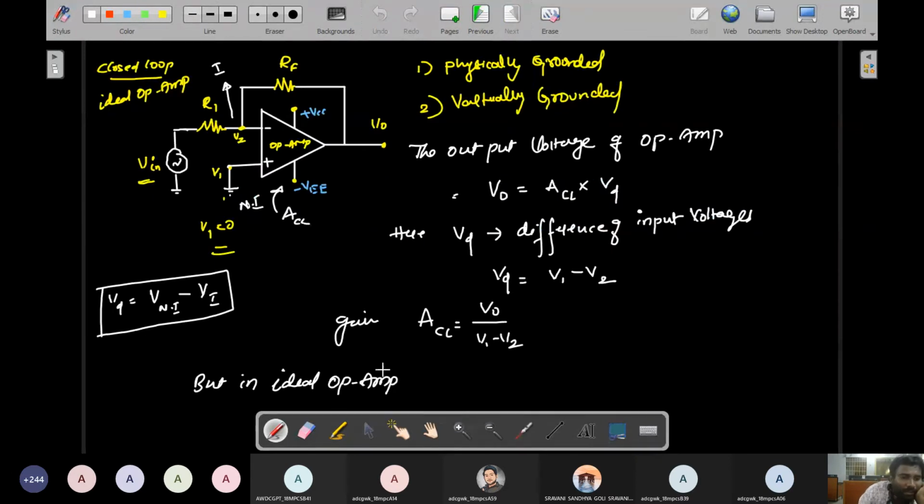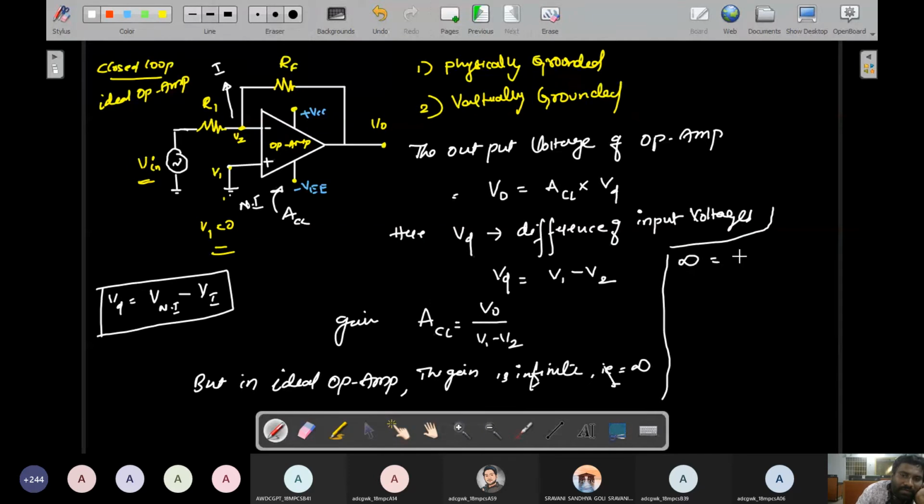So in ideal op-amp, the gain of this operational amplifier is infinite, approximately infinite. So substitute this value: gain of this amplifier is infinite. Infinite is equal to V0 by V1 minus V2. Simply you will rewrite this equation as V1 minus V2 is equal to V0 by infinite.